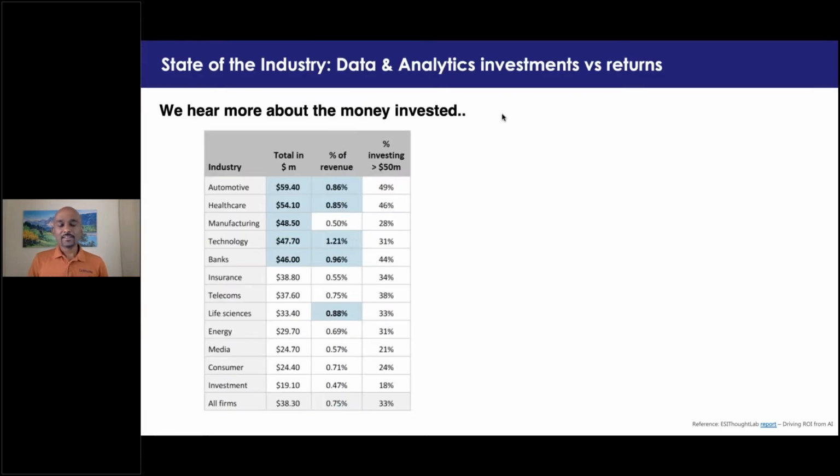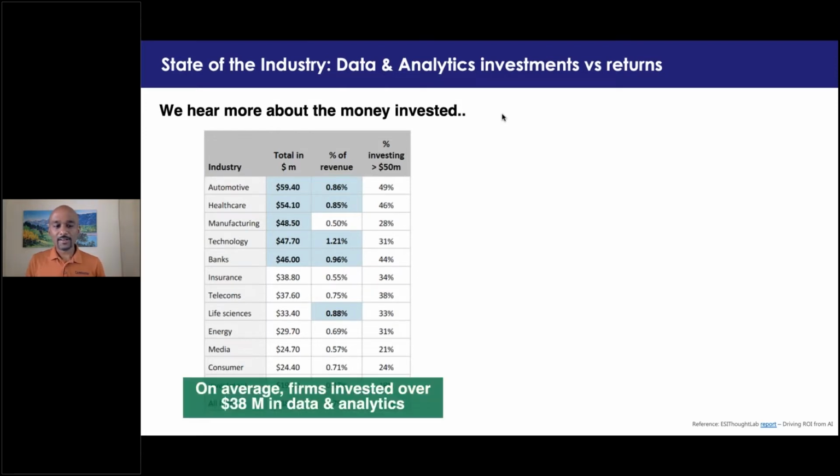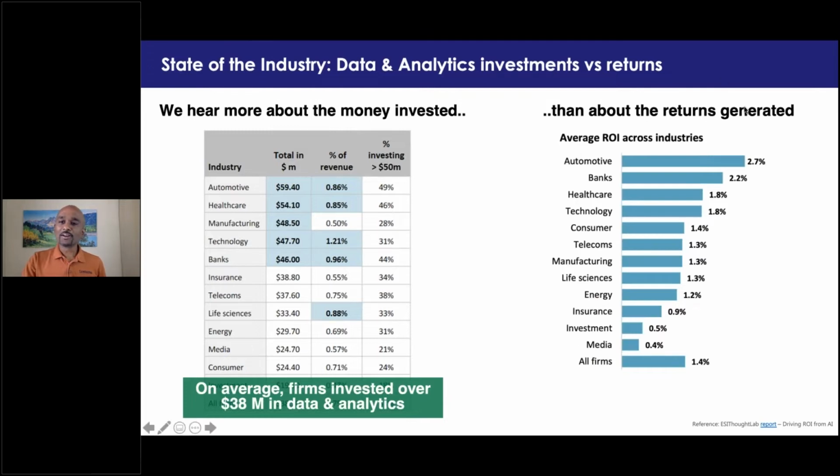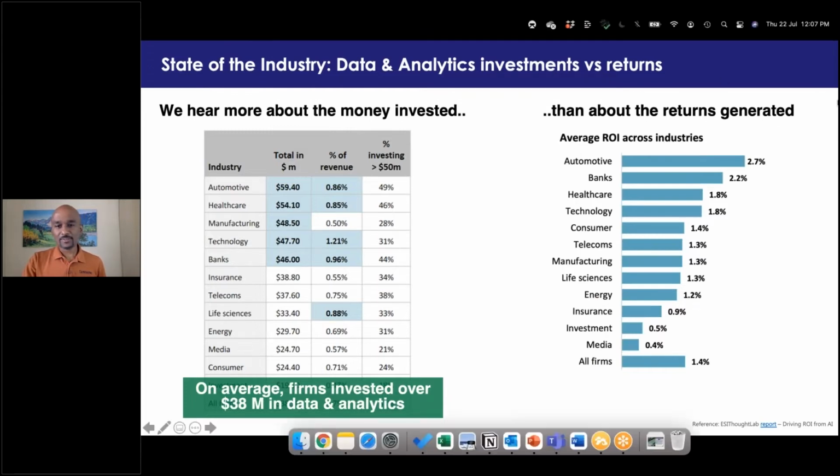The state of the industry is that there's a lot of money being invested into advanced analytics and AI. You hear this very often in the industry. And a recent report says that on average, large firms invest about $38 million in data and analytics. What is not discussed as much is about the returns generated by these investments. It is not very encouraging.